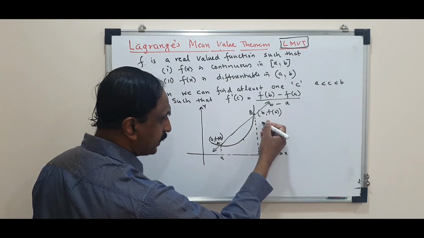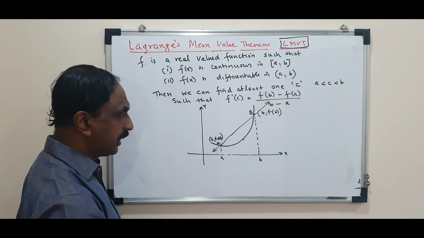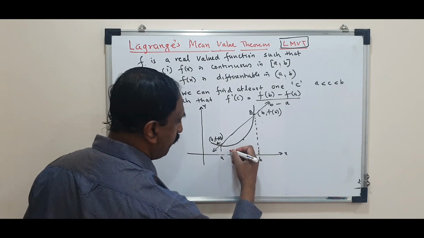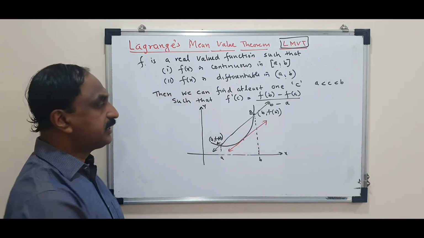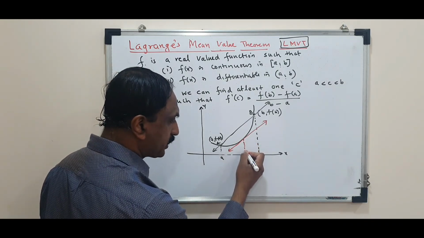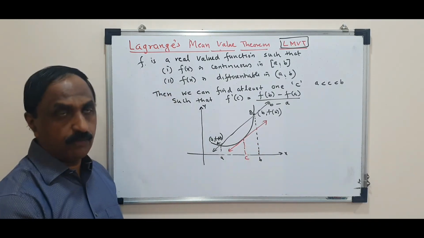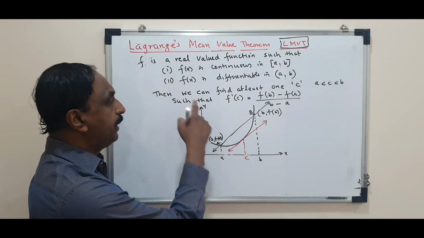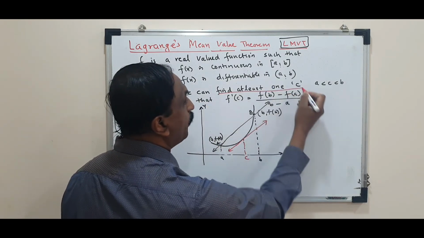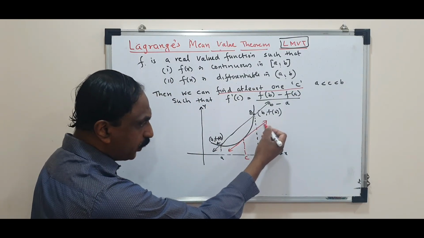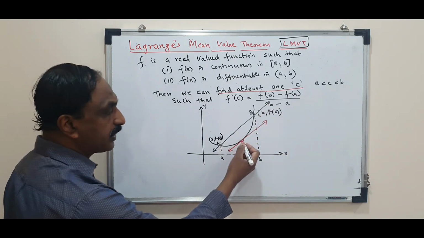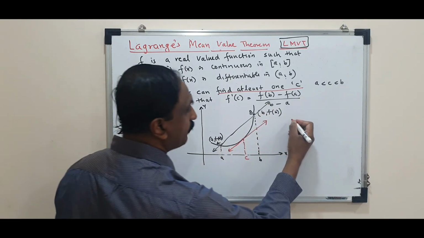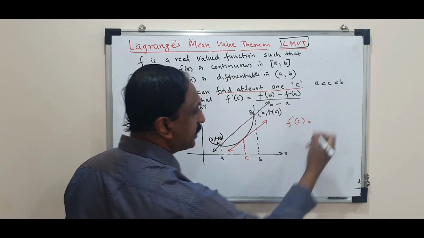So I am drawing that tangent, I'll draw that with a different color. So I will be able to find a tangent at the point C. I can find more than one point also. I'll be able to find at least one point C where the slope of the tangent and the slope of this secant are equal. Let's find the slope of the tangent at C. It is f dash of C. This is the slope of the tangent.